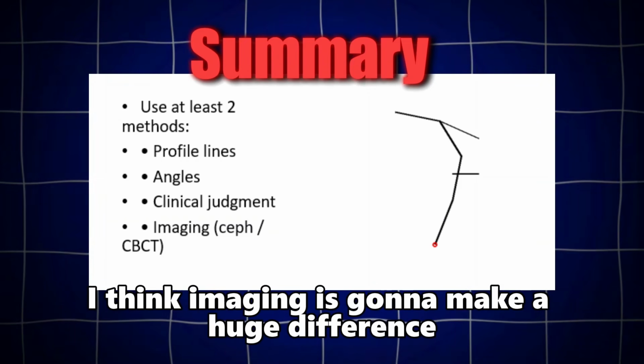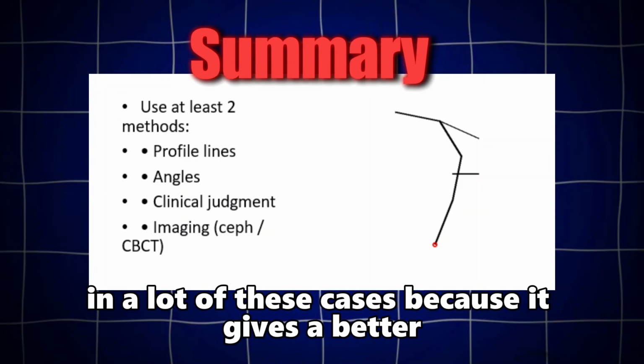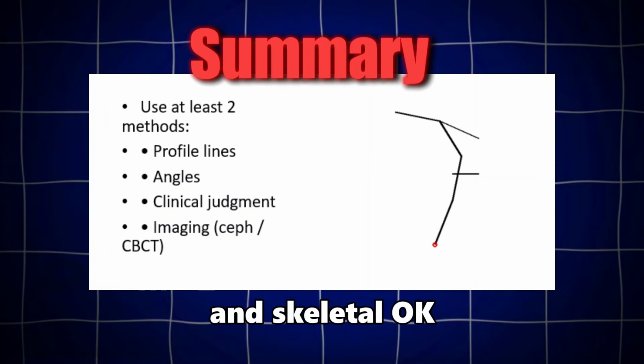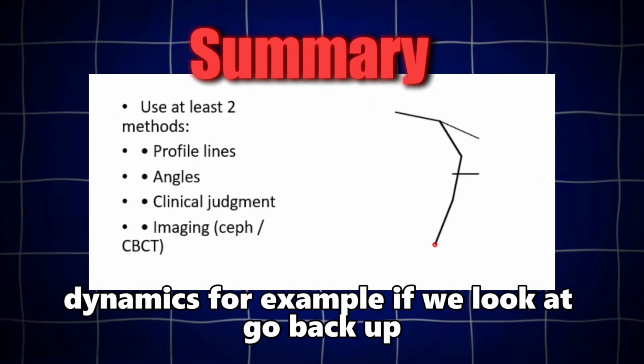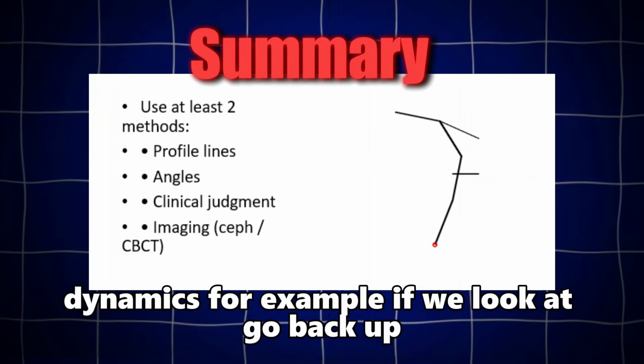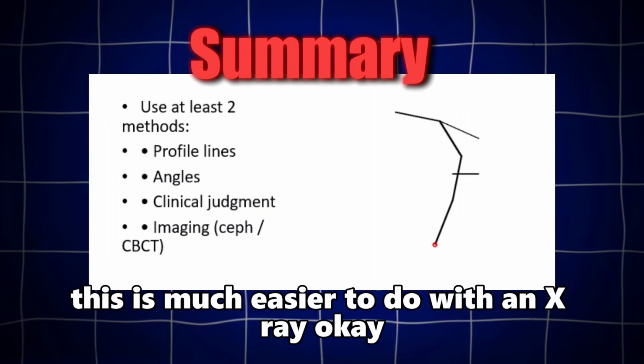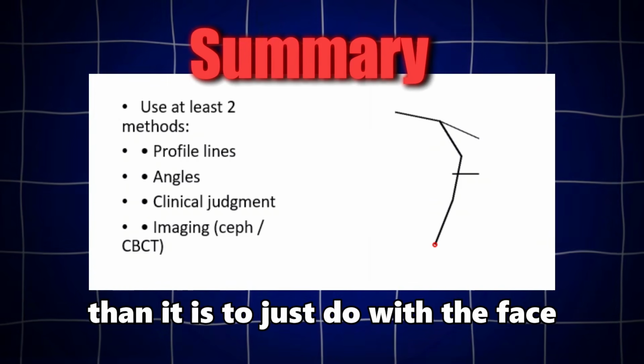Other things to employ are things like profile lines, angles, clinical judgment, as well as imaging. I think imaging is going to make a huge difference in a lot of these cases because it gives a better picture into the actual tissue and skeletal dynamics. For example, if we go back up to the SNB angle, this is much easier to do with an X-ray than it is to just do with the face.